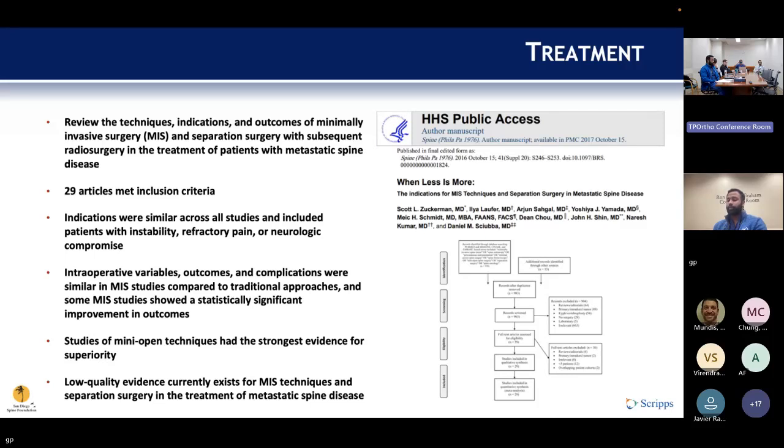There were 29 articles, and the indications were similar across all the articles in terms of why these surgeries were being done. Generally speaking, they showed that complication rates were similar compared to traditional approaches. However, some of the articles did show statistically significant improvements using MIS surgery compared to traditional approaches. The ones that tended to have the strongest evidence were the mini open techniques rather than some of the other MIS approaches. But generally speaking, their conclusion was that the quality of evidence was quite low, and of course, further study is necessary.